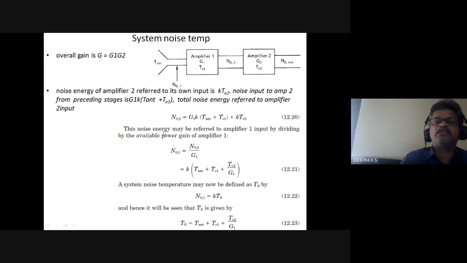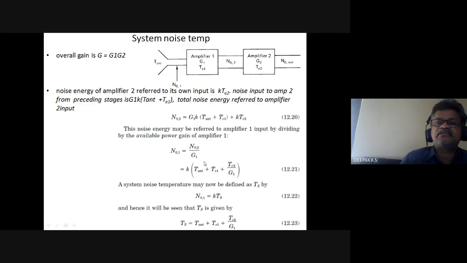So here, the noise energy may be referred to amplifier 1 input by dividing the available power gain of amplifier. Now, if you have N02, you divide by G1, you get the N01. So N01 will be N02 plus G1. In N02, we are adding this P1 into gain, and this P2 is there here in N02. And this is given a gain G2, and here in the NO out expression this will appear, but we are focusing on this one, and we are referring to the input here. So N01 is N02 divided by G1, which will be this one.